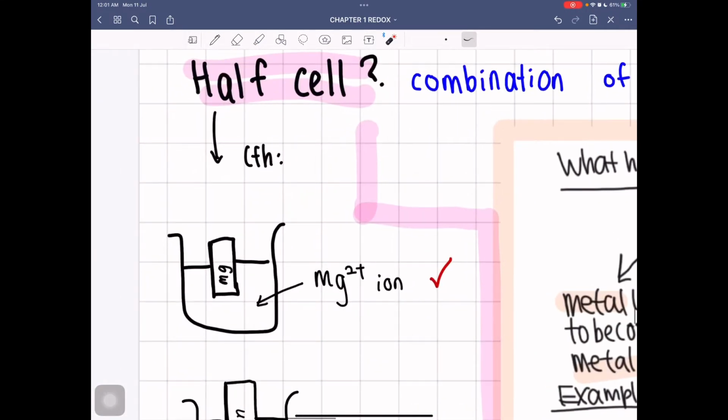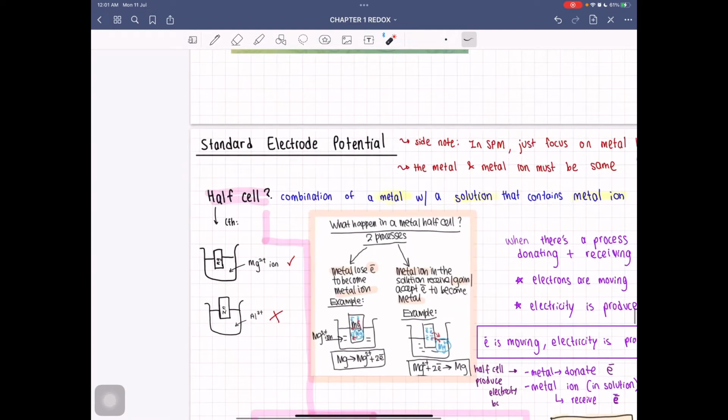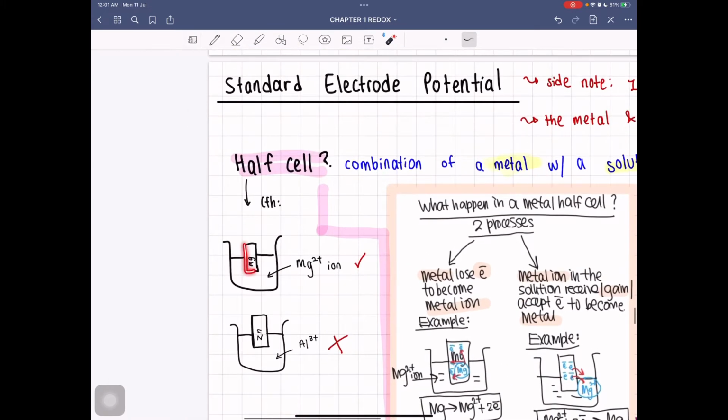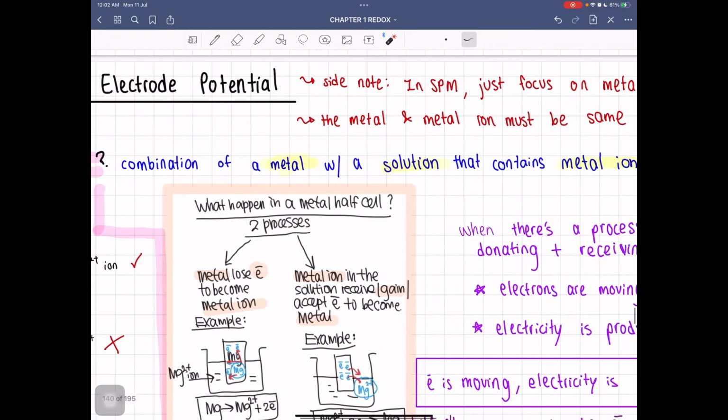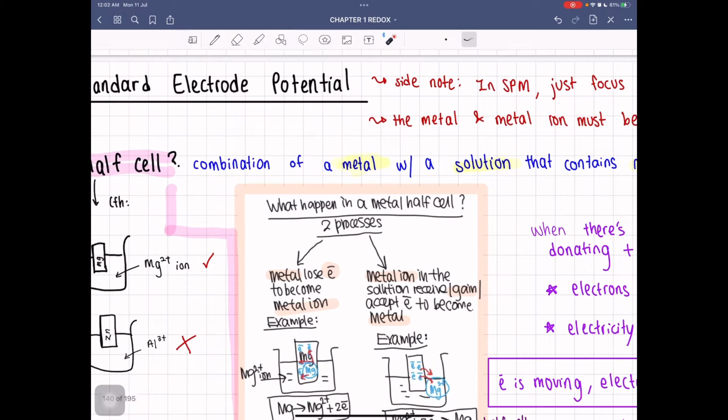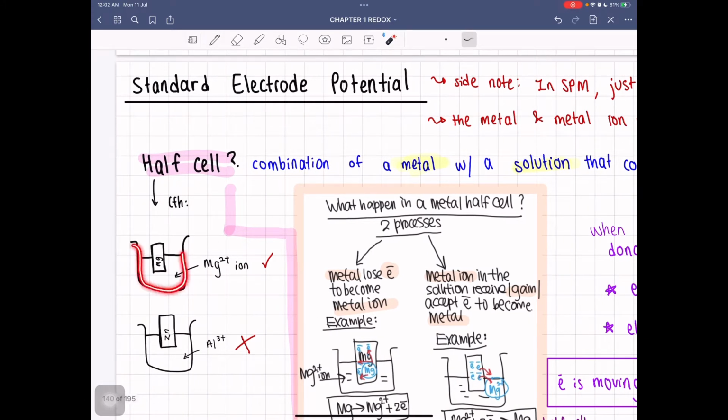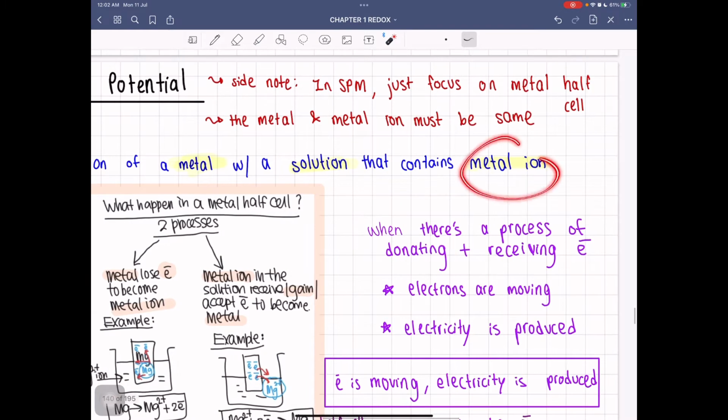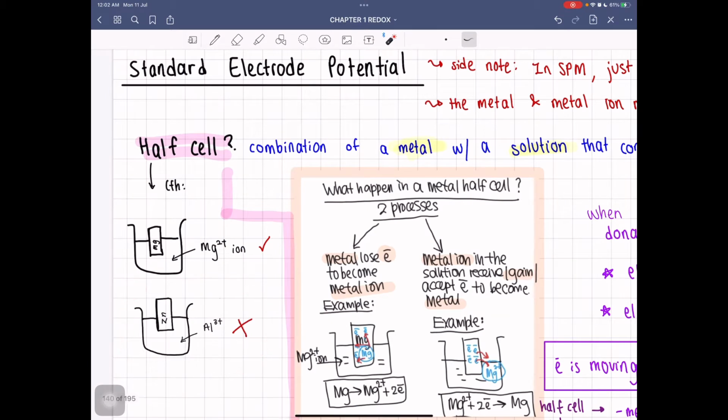For example, the definition is a combination of a metal. Here we have magnesium, which is a metal, right? So magnesium metal here with a solution that contains metal ion, but it must be the same type. This one is magnesium, and this one is also magnesium, but what is the difference? This one is magnesium ion, so it's a metal ion solution. This one is wrong, it's not a half cell, because it uses zinc metal, but its solution uses a metal ion which is aluminium. So they are not the same. So it's not a half cell.